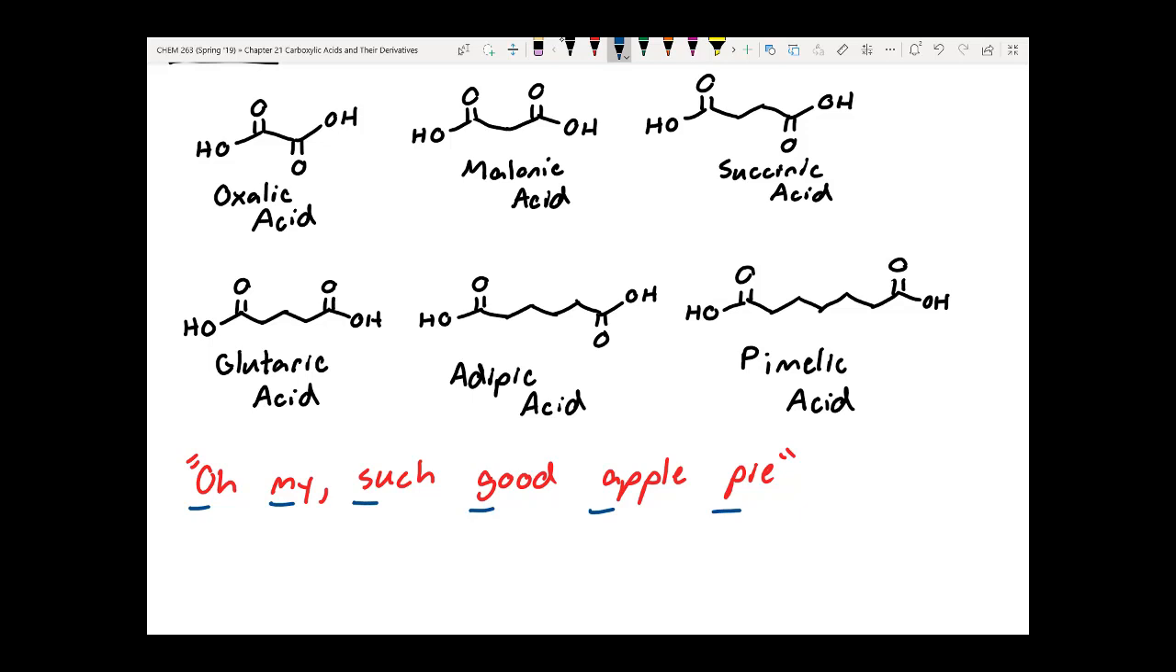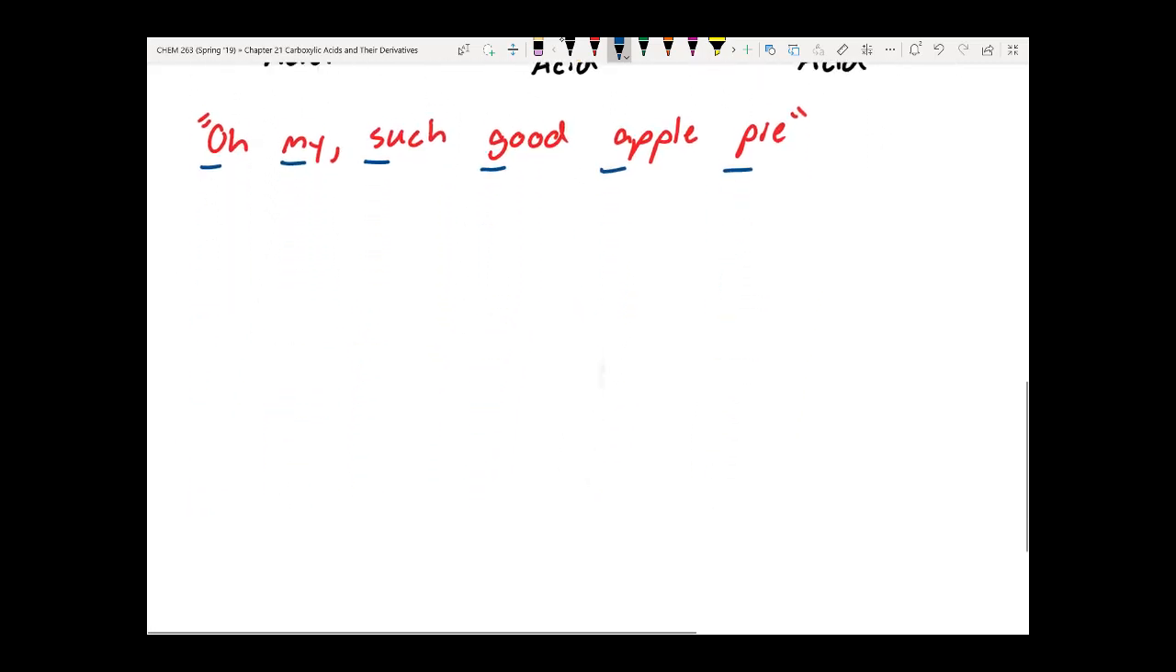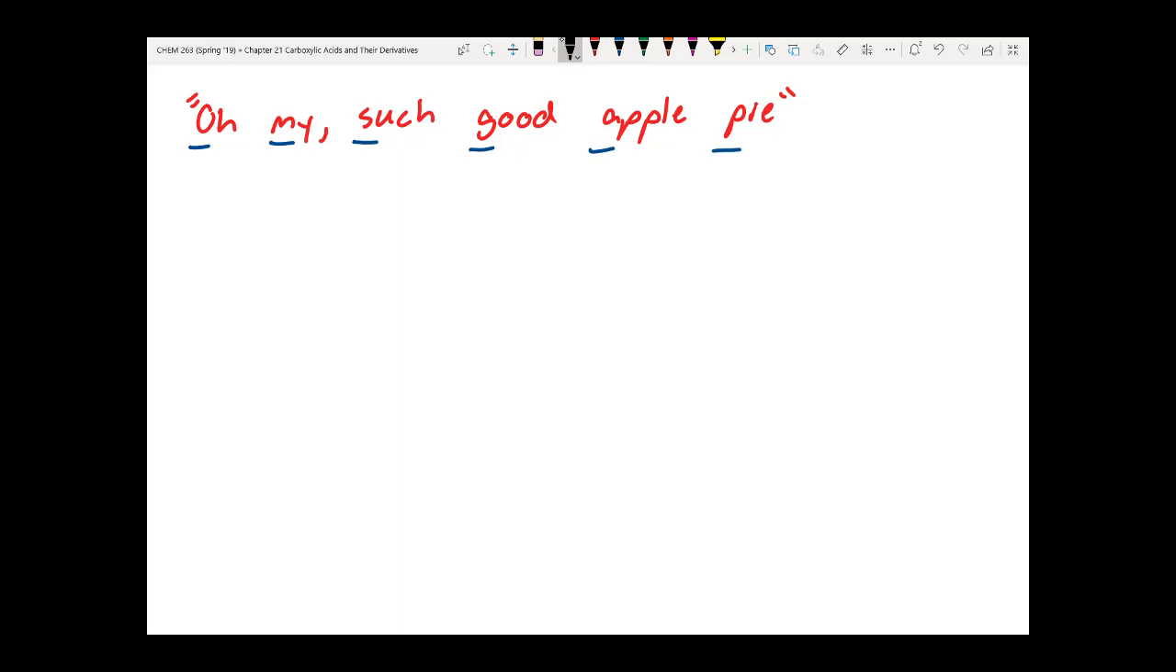O-M-S-G-A-P. So if you remember, oh my, such good apple pie, it'll help you remember the order of the diacids, which is kind of useful because they're not commonly used outside of biochemistry, but they are thrown out a fair amount in biochemistry courses. Make sense? All right. So let's briefly look at the structures and properties.